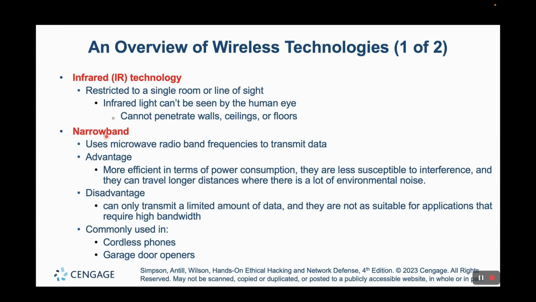Something else is called the narrowband. It uses a microwave radio band frequency to transmit data. What's the advantage? It's very efficient in terms of power consumption, less susceptible to interference, and can travel longer distances, even where there are a lot of environmental noises. The disadvantage is it can only transmit a limited amount of data, which means it's not suitable for applications that require high bandwidth, and it's commonly used in cordless phones and garage door openers.